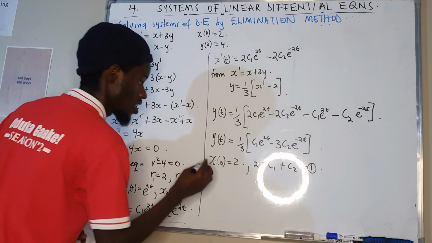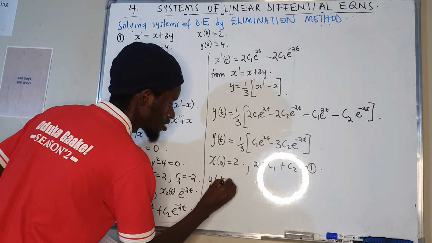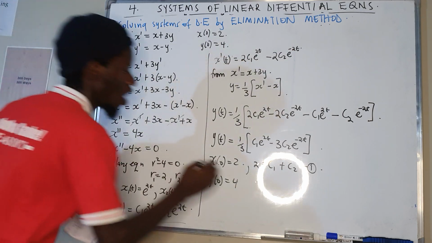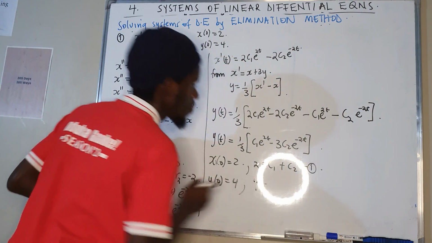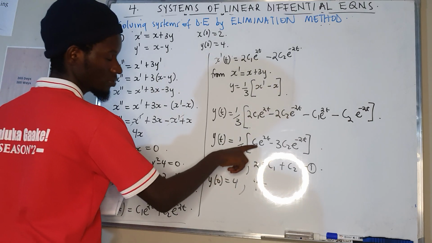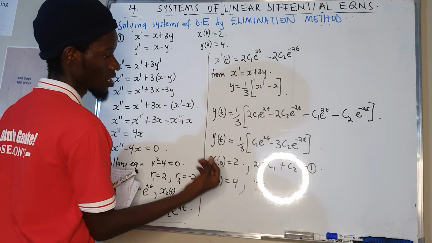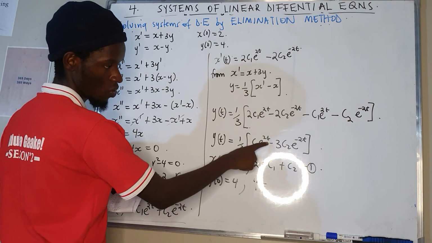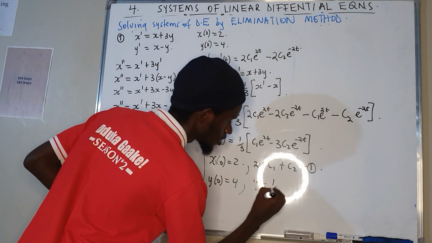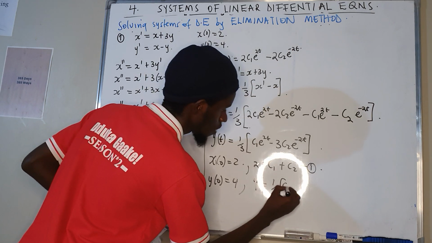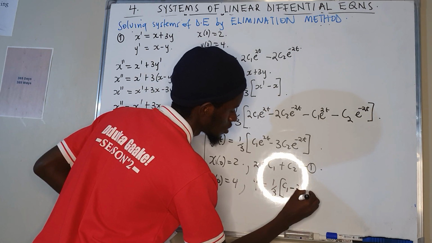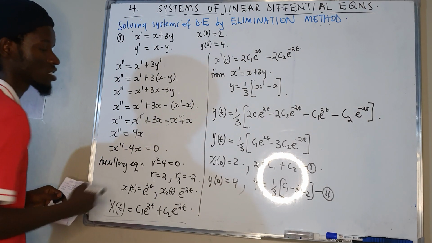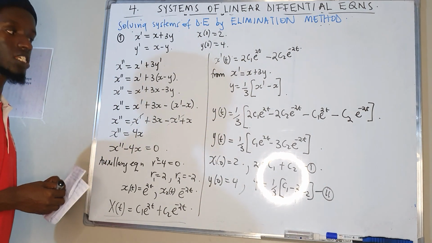Then we said y at 0 is 4 from this equation. Then if I put here 4, I have 4. It means that 4 equals, then if I put in c1, I'm putting in t is 0, I have now a third into c1 minus 3 c2. Equation 2. Now, if I solve these two equations simultaneously, I will be able to obtain my c1 and c2.